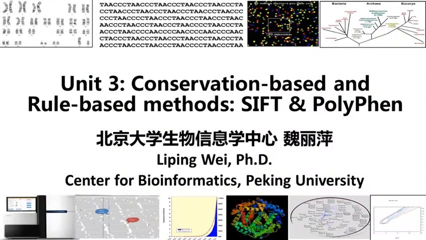Learning from all these genetic variation data and their known phenotypic effects, we can develop methods to predict the functional and phenotypic effects of new genetic variations. In the next unit, I will share with you a conservation-based method, SIFT, and a rule-based method, PolyPhen. I look forward to seeing you then.